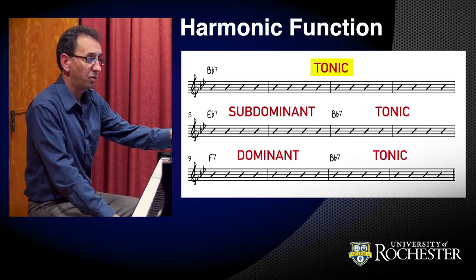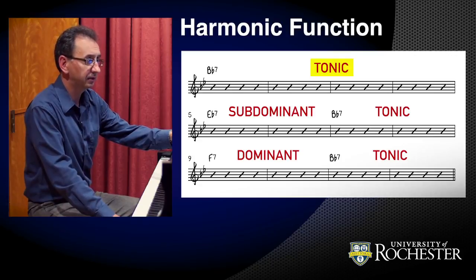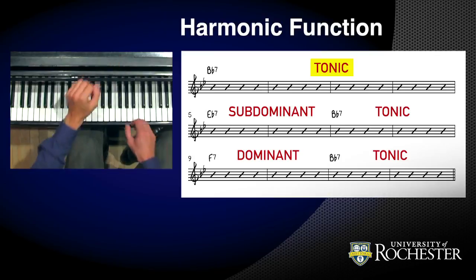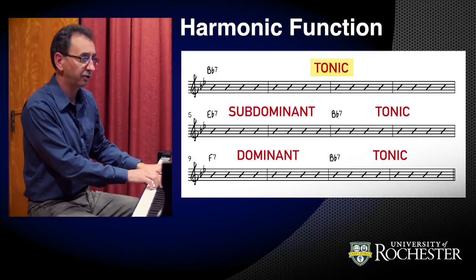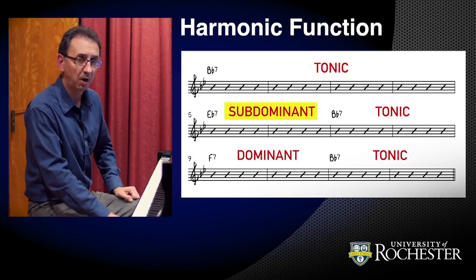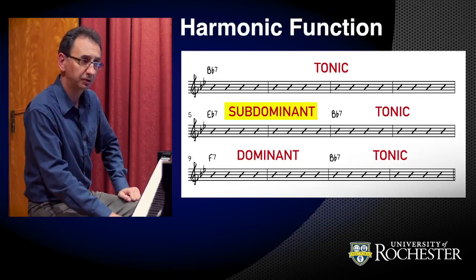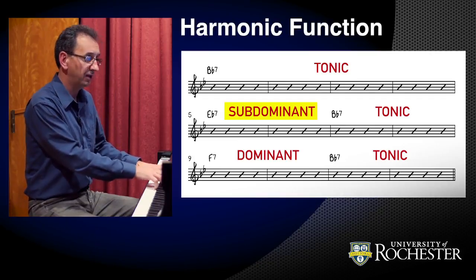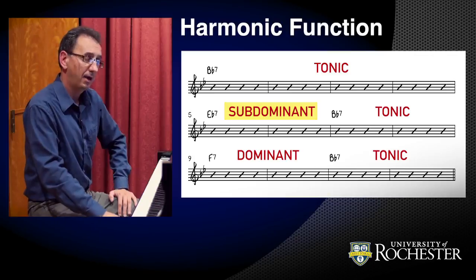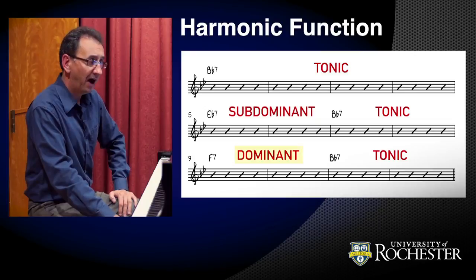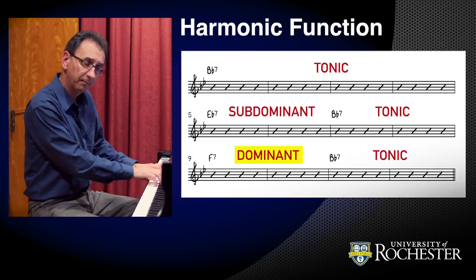So now we'll go over some basic theoretical concepts and definitions. So the tonic is a chord, a harmonic function that occurs on scale degree 1. The subdominant, the next harmonic function, is built on scale degree 4. So our E flat 7 chord in measure 5 is our subdominant. And the chord on 5 is our dominant.